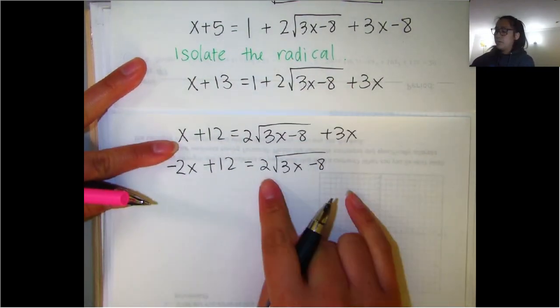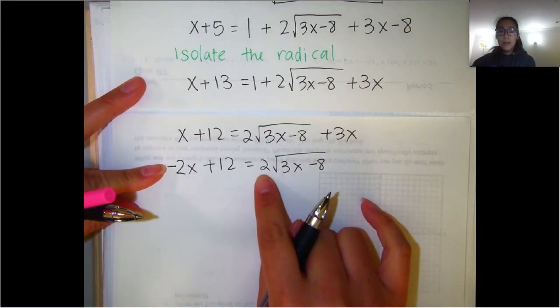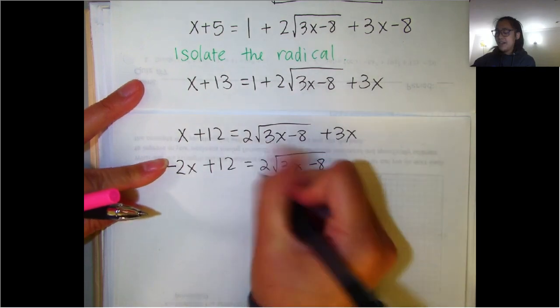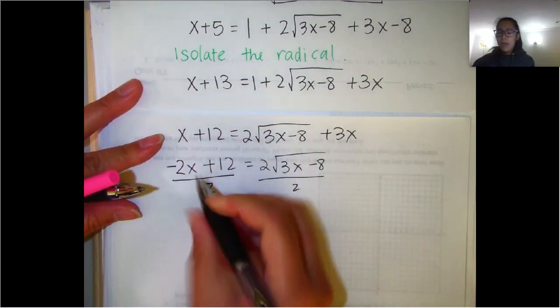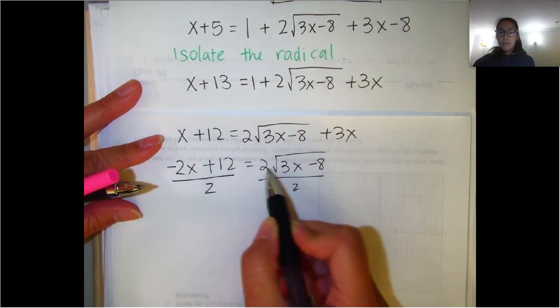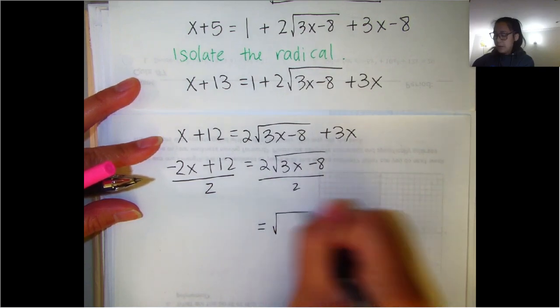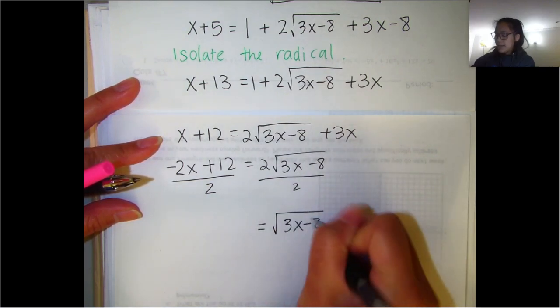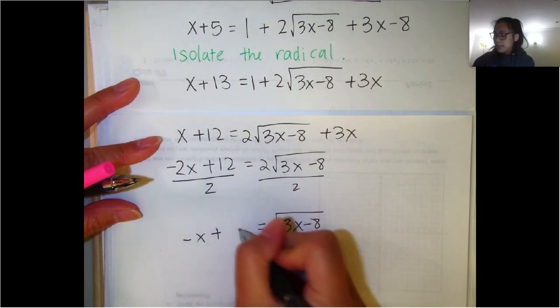And again, we're trying to isolate the radical. Since it is being multiplied by 2, we'll go ahead and divide by 2. So dividing both sides by 2. Remember, when you divide by 2, you need to distribute if it's a cross addition. Since this is being multiplied, we don't need to distribute. And so over on this side, we have the square root of 3x minus 8, and then over here, we have negative x plus 6.